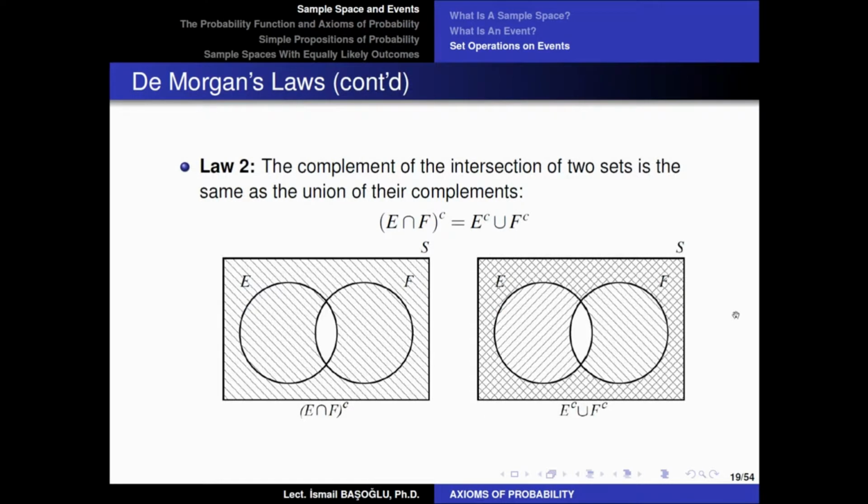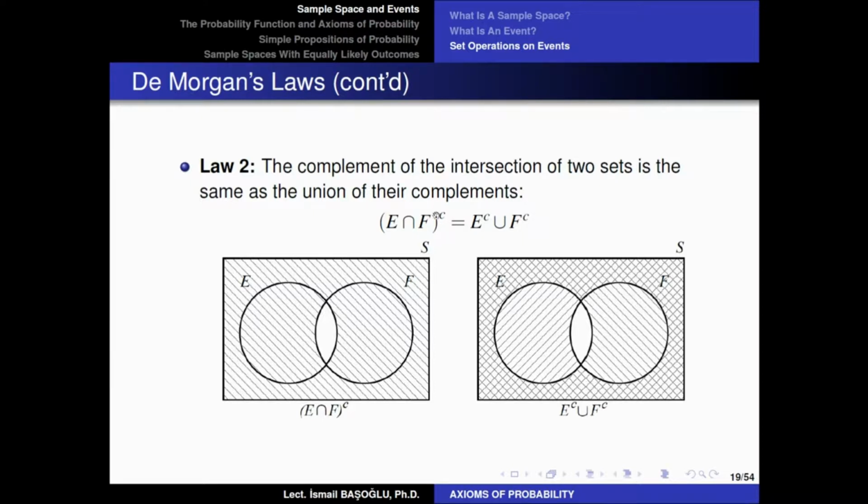Now, the second law of De Morgan is also stating something similar. It says that the complement of the intersection of two events is equal to the union of the individual complement events. Again, if you check, we have the intersection E intersection F in this white region, and everything else as an outcome in the sample space forms the complement of E intersection F. Now, in the right-hand side, we observe the union operation, and E complement is everything else outside E, and F complement is everything else outside F. But this time we are taking the union. This means we are taking everything except the intersection part.